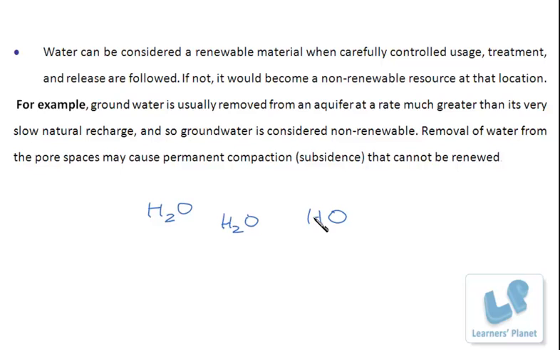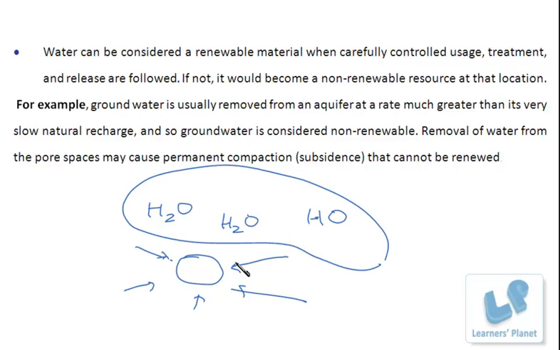So what happens if the water is taken out carefully? Then there will be some water and it will attract more water towards itself, deep inside the ground. But if all of the water is extracted at such a high rate, this area will become dry, and there will be no water to attract more of the water molecules. So water, if it is used carefully and in a controlled manner, is a renewable resource. Otherwise, it's a non-renewable resource.